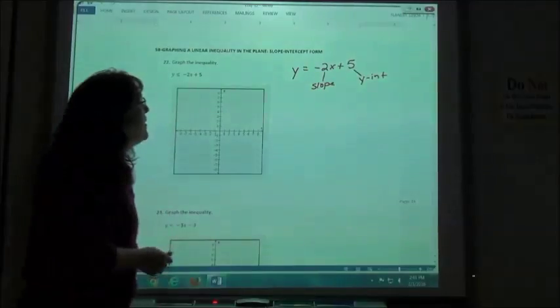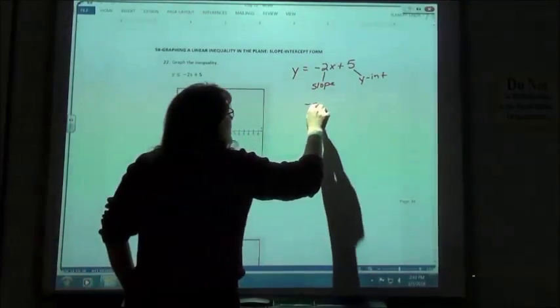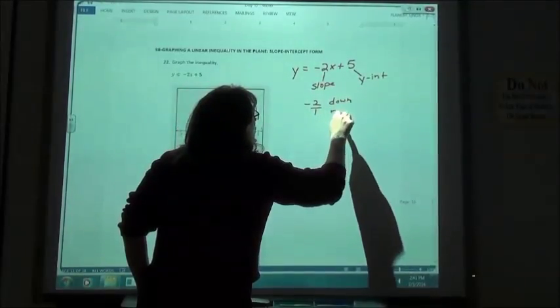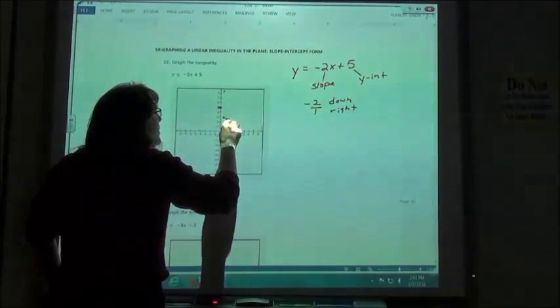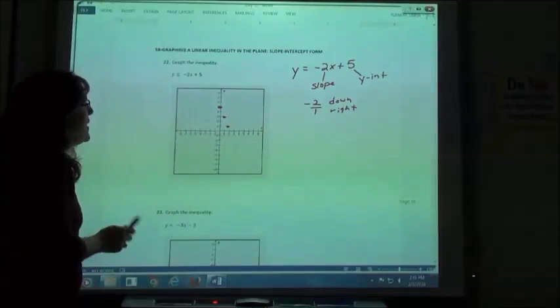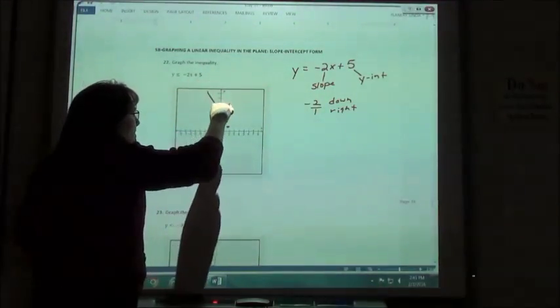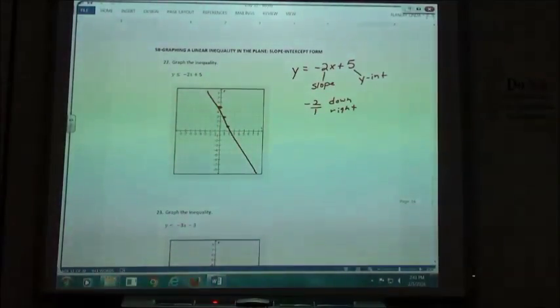Plotting my y-intercept first. My y-intercept is 5. My slope is negative 2 over 1. So I'm going to go down 2 and to the right 1. So down 2 over 1, down 2 over 1, as far as you want to go. Now, once I have that, I am going to draw my line solid. Because on Alex, you have to draw a solid line.